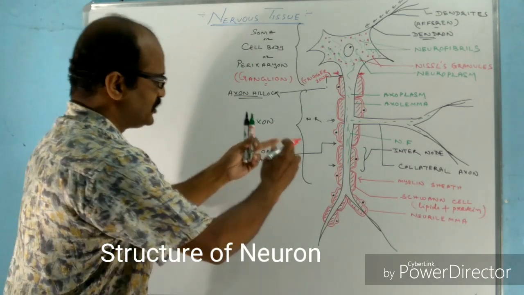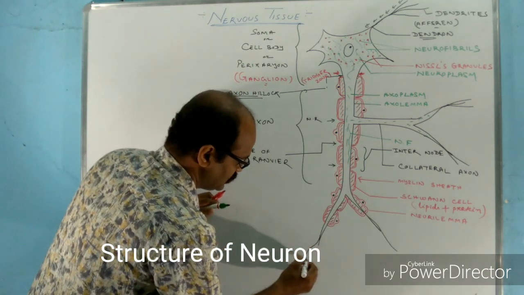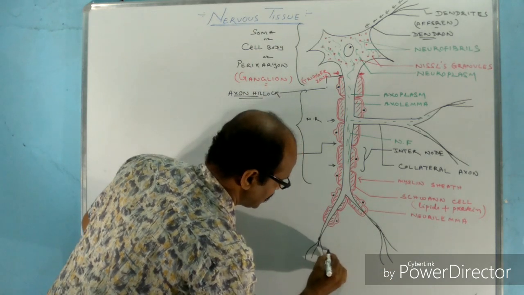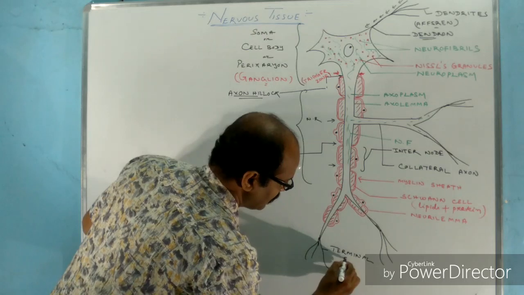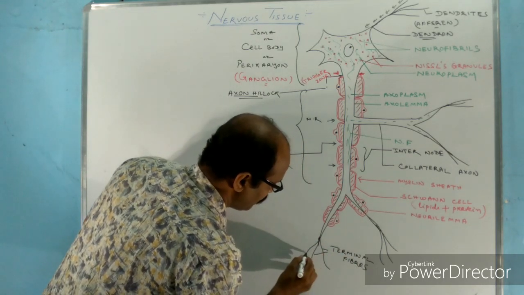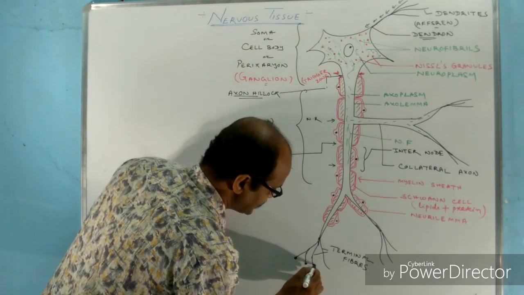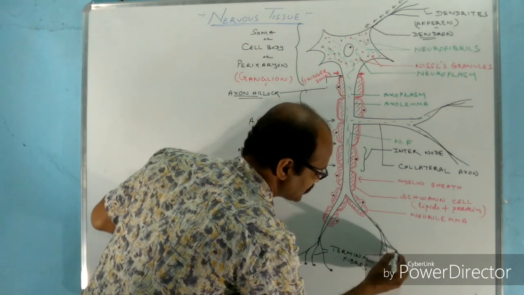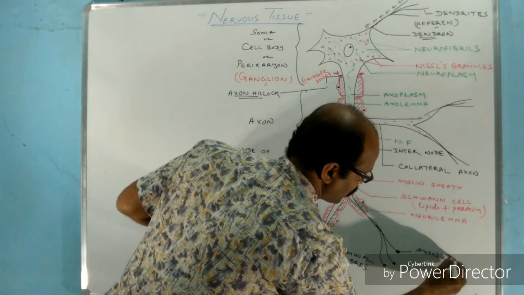The axon terminates into terminal fibers. These are the terminal fibers. These terminal fibers once again terminate into a ball-like structure. These are known as the axon button.